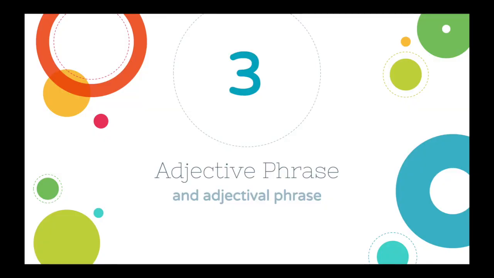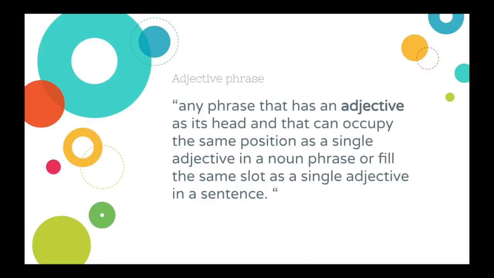We move on up to adjective phrase and adjectival phrase. Right, so an adjective phrase is any phrase that has an adjective as its head, obviously, that can occupy the same position as a single adjective in a noun phrase. Okay, the point is that an adjective phrase has an adjective as its head, or it can replace an adjective.